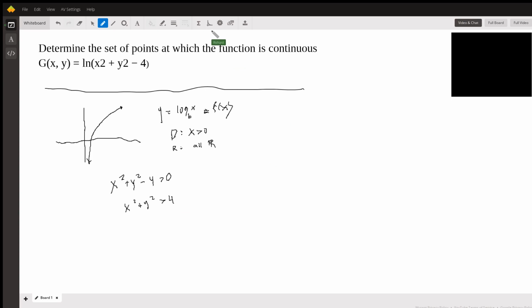So if you remember your algebra 2, this is just a circle which has a radius of 2. And the center of the circle is at the origin, 0, 0. And inside the circle, x squared plus y squared is less than 4, or equal to 4 on the edge of the circle. It's equal to 4.